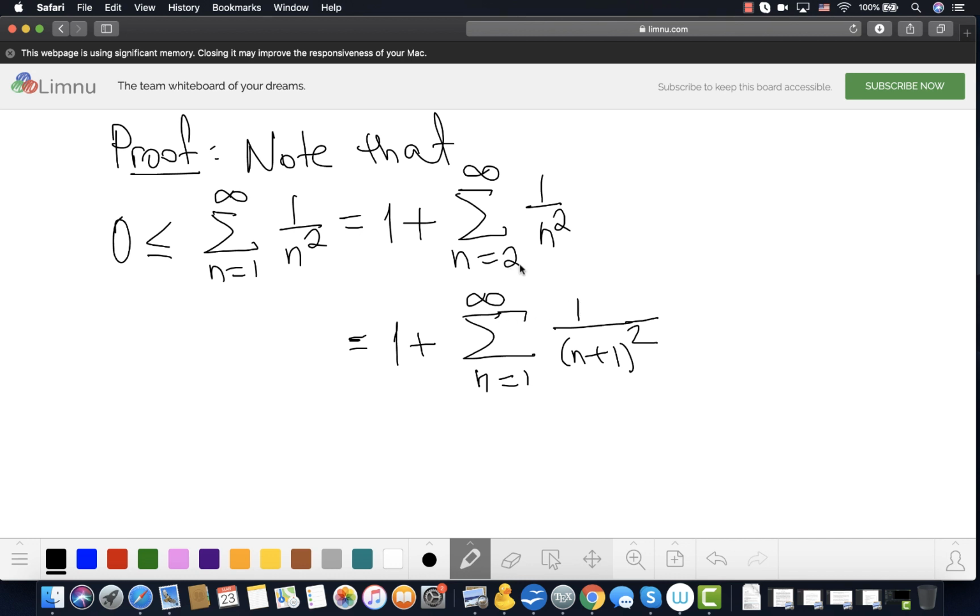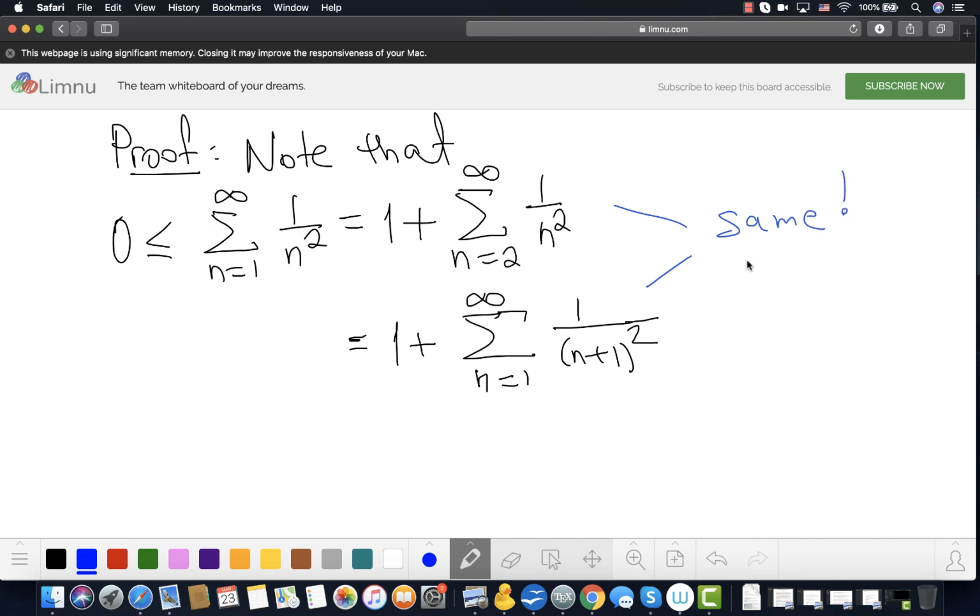If you're going to shift the index that appears on the sigma down by 1, then you have to shift all the n's that appear outside the sigma, right here in front of the sigma. You have to upshift it by 1. Now, certainly that's intuitive, because if you just look at these two sums, they're the same thing.